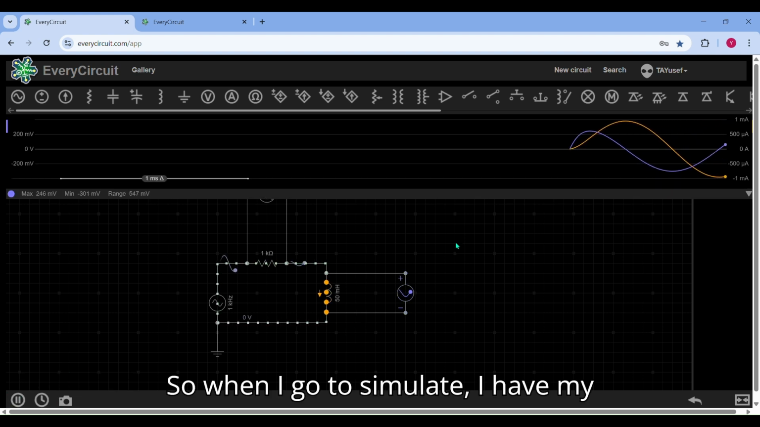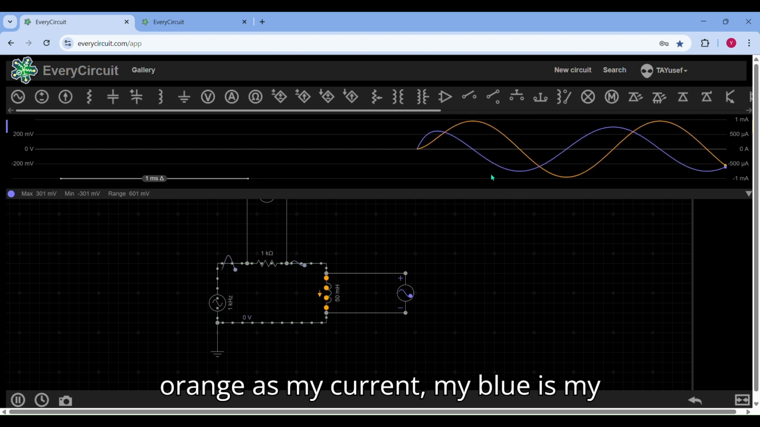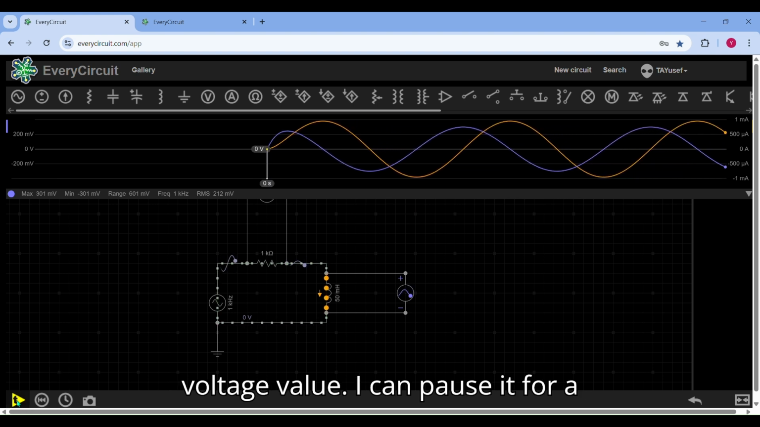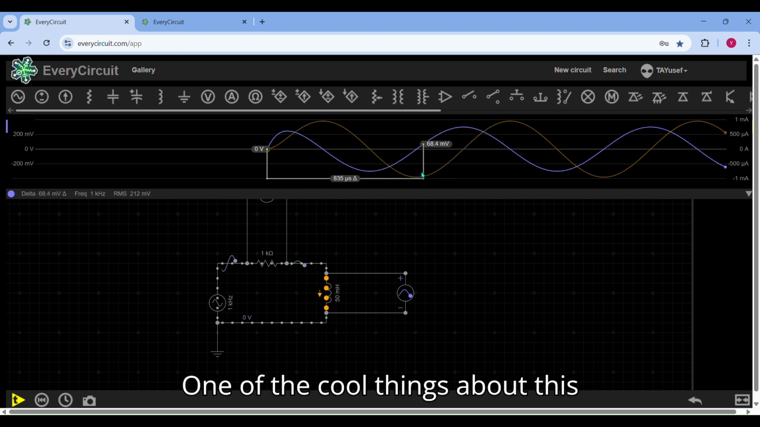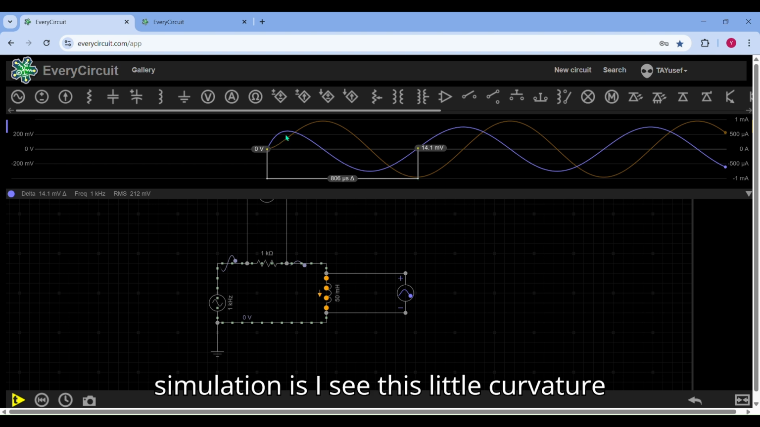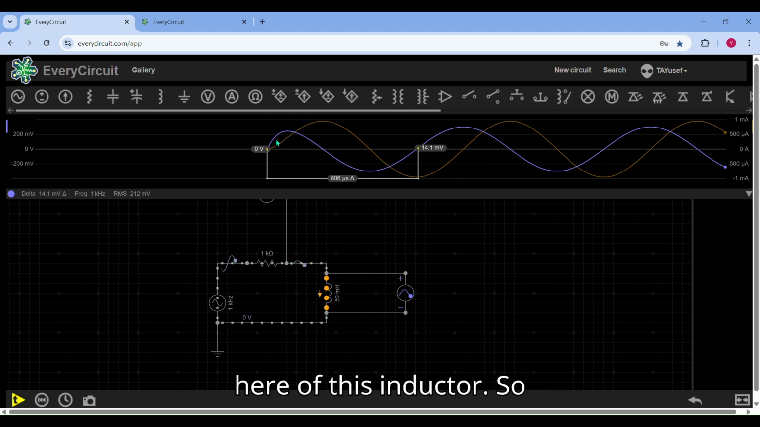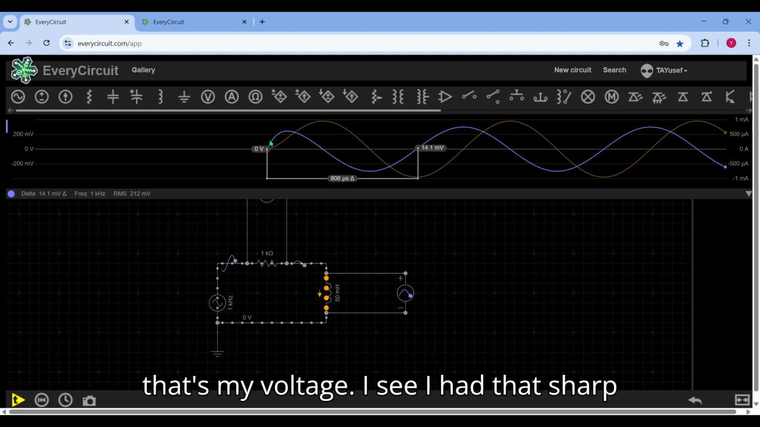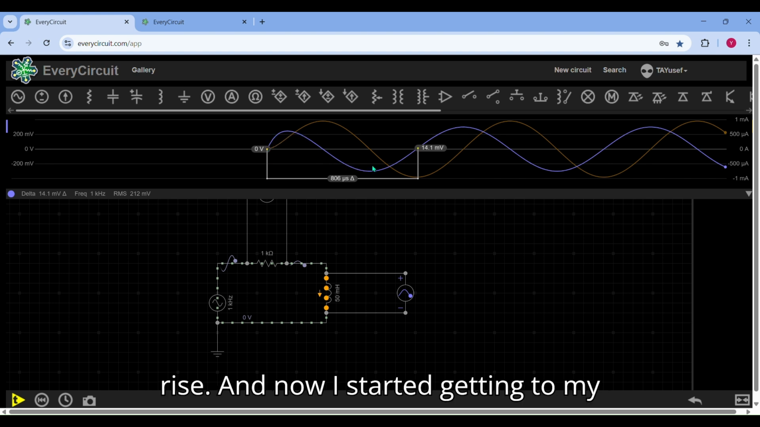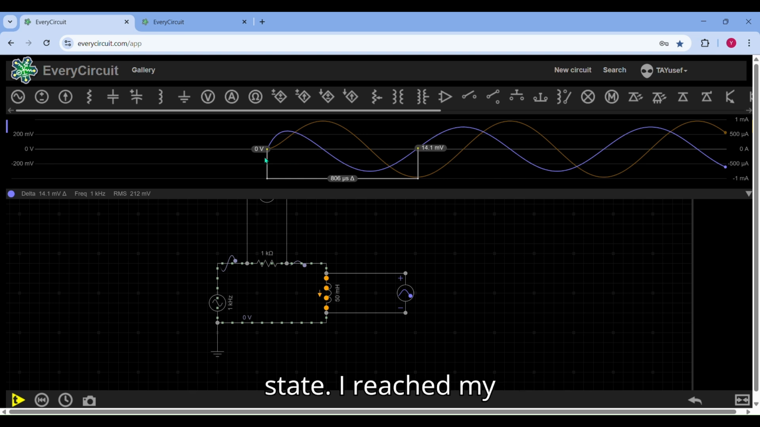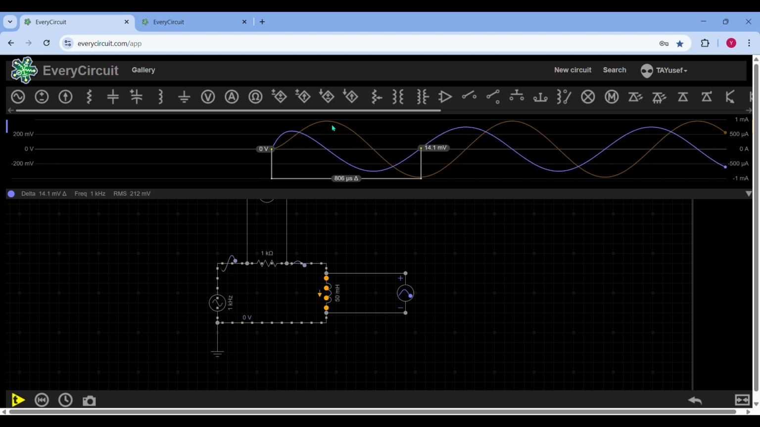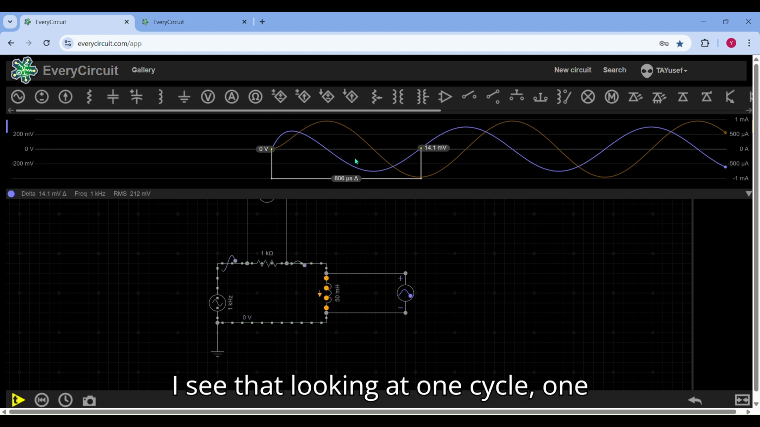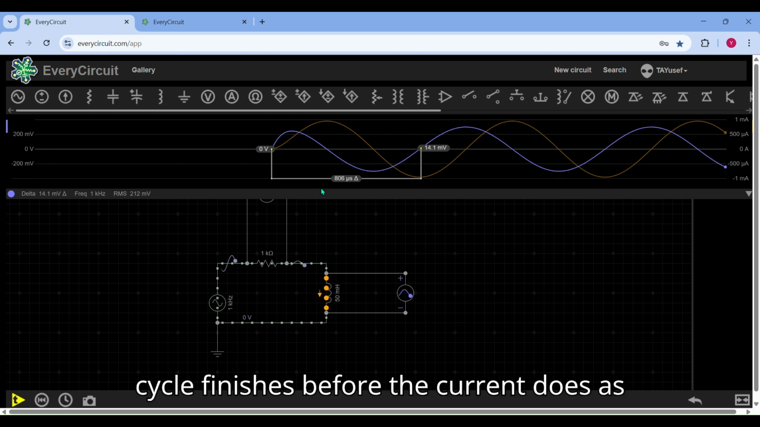So when I go to simulate, I have my orange is my current, my blue is my voltage value. I can pause it for a second and I can look at one full cycle. One of the cool things about this simulation is I see this little curvature here of this inductor. So that's my voltage. I see I had that sharp rise. And now I start getting to my sine wave, very similar to a steady state. I reached my maximum for my voltage before my maximum for my current. I see that looking at one cycle finishes before the current does as well.